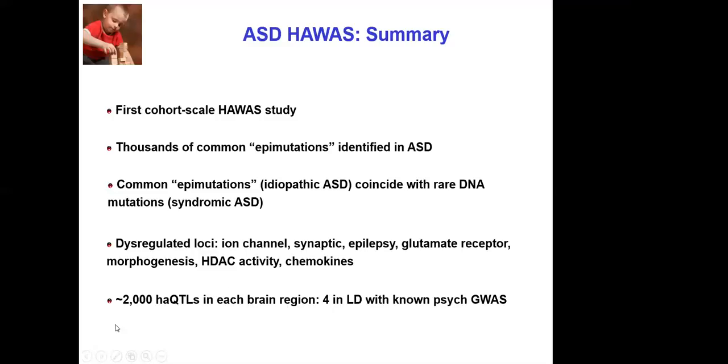And then finally, we found a whole bunch of haQTLs, histone acetylation QTLs in each brain region. And 4 of them are in LD with known psych GWAS loci. And of course, psych GWAS is expanding and expanding. So there are going to be GWAS studies for psychiatric disorders that are 10 times larger than what exists today. And so the number of GWAS SNPs for schizophrenia and bipolar and major depression, autism is going to just explode. And when that happens, these 2,000 haQTLs will be very useful to prioritize causal candidates for those GWAS loci, because most of them, again, we expect will be non-coding.